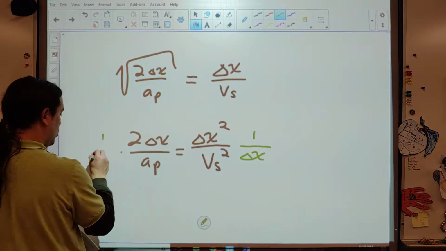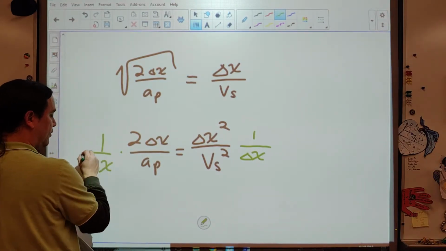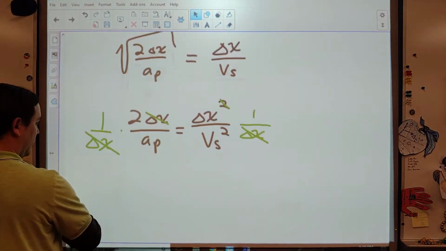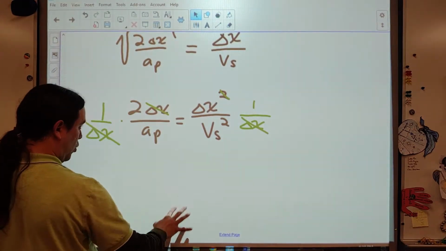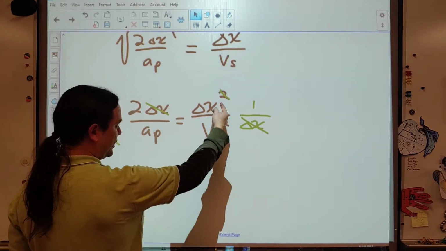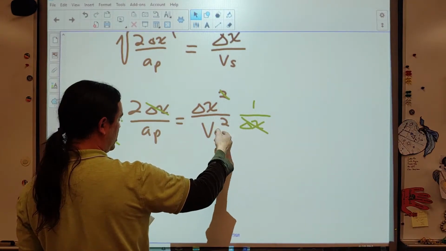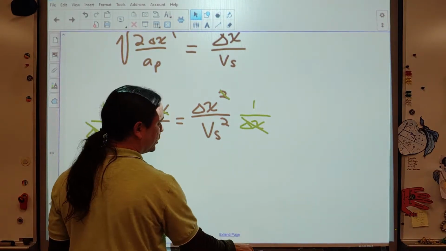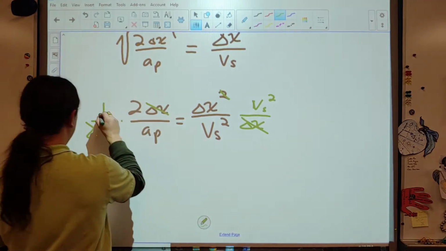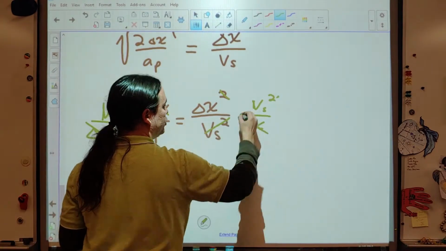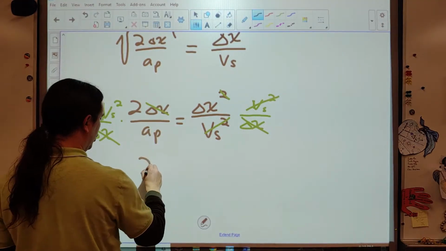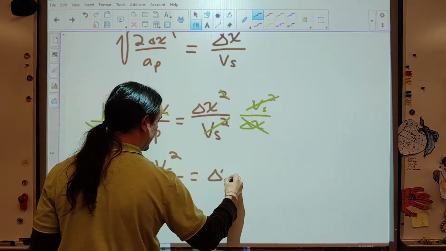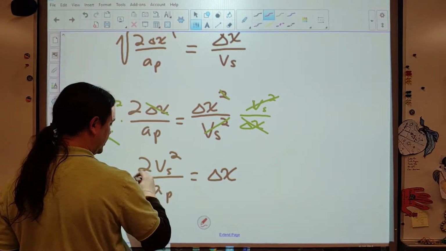1 over delta x, 1 over delta x. What does that give me? It cancels this one out and cancels out the squared. And I end up with 2 divided by AP equals delta x divided by vs squared. I'm going to finish the algebra here and multiply both sides by vs squared. And we end up with 2 times vs squared divided by AP equals delta x. Here's our answer for this one.